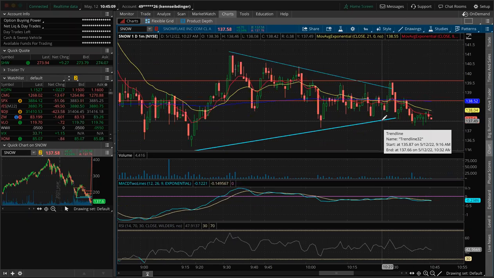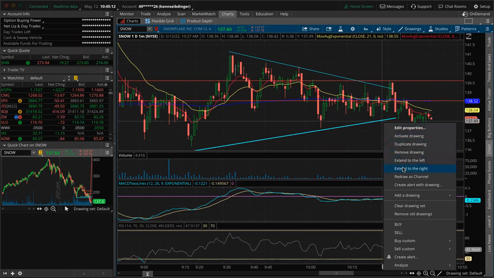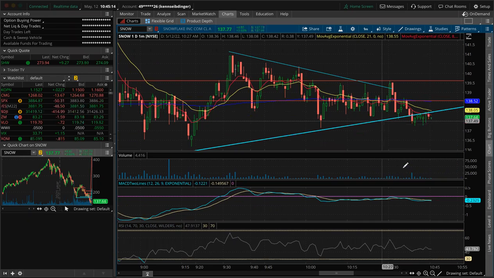So if you take a look at your lines, that's why it's important to draw your lines as you're looking at this. It just broke. So this is now a resistance area. It never made it above this. It was always creating lower highs. So that caused me to go ahead and switch directions and trade it to the downside.